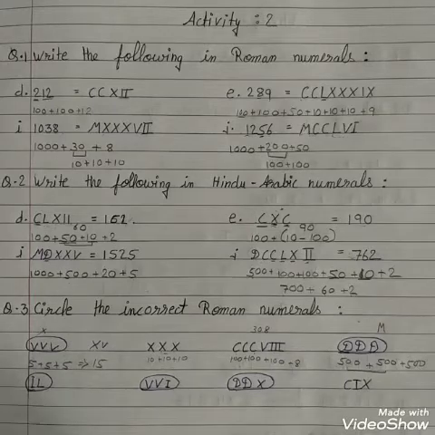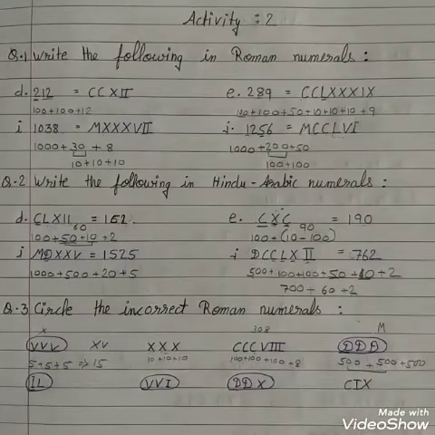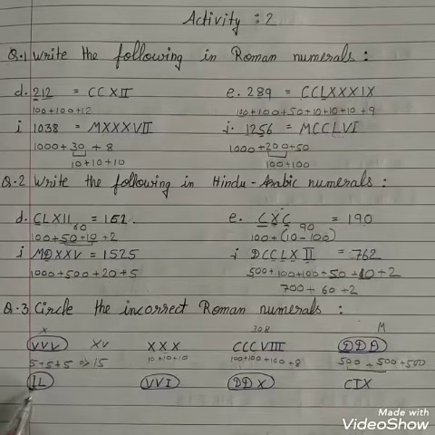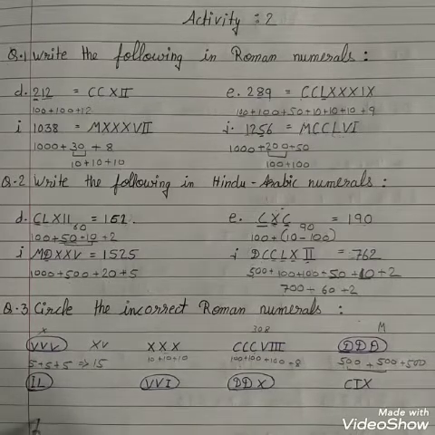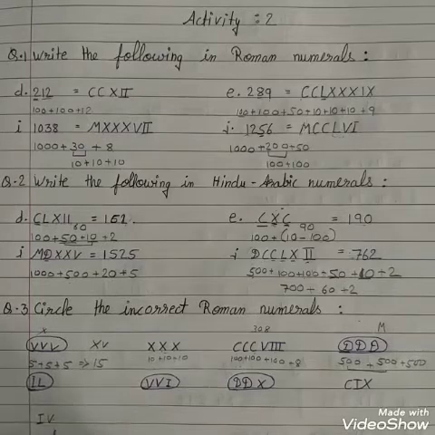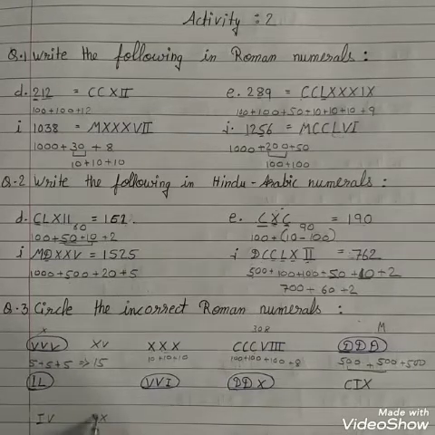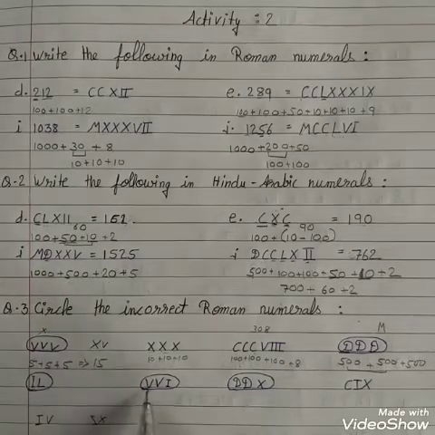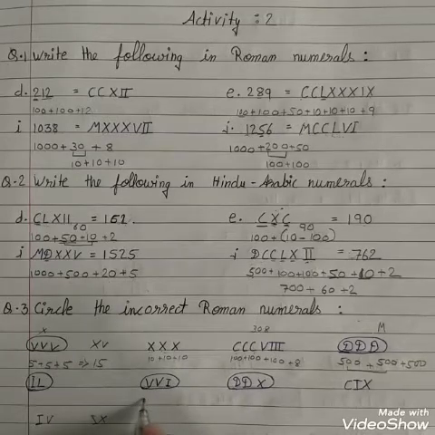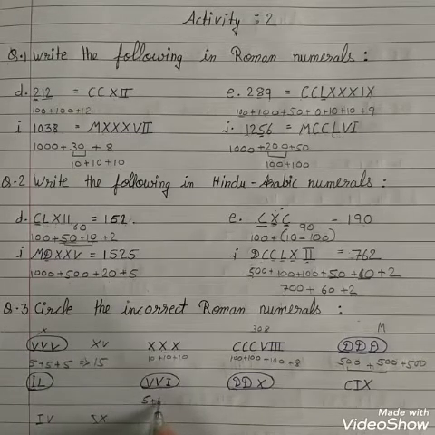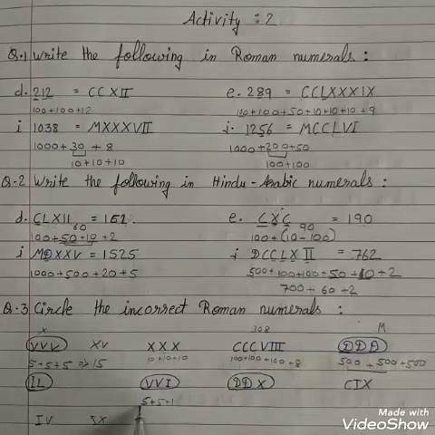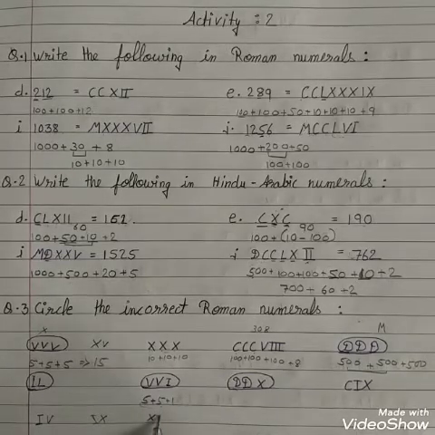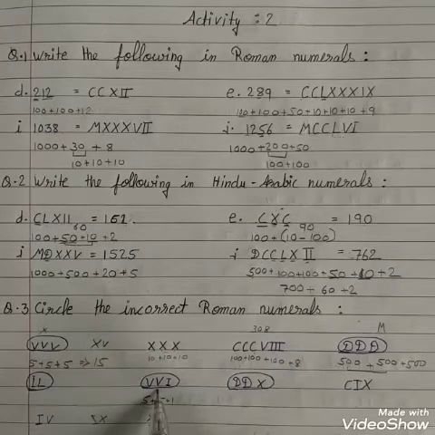Next we have IL. Students, we also have a rule that we can only subtract 1 from 10 or 5. Always we can subtract 1 from 5 or 10, not from 50. So this is also incorrect. Next we have VVI. If we write the answer, 5 plus 5 plus 1. Why will we write 5 again? We can easily write 10 and 1. This will become 11. So this is also incorrect.